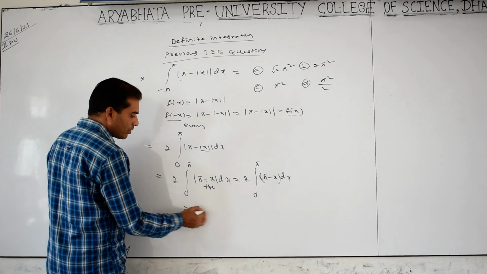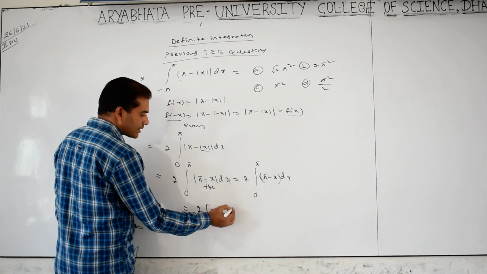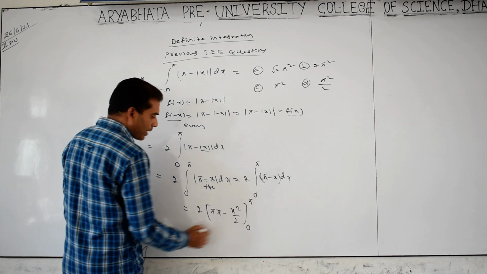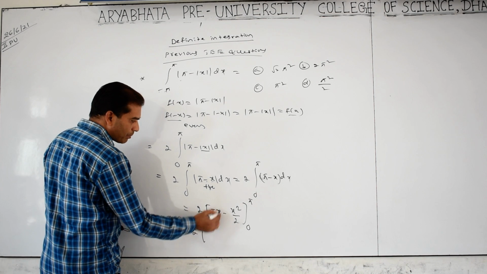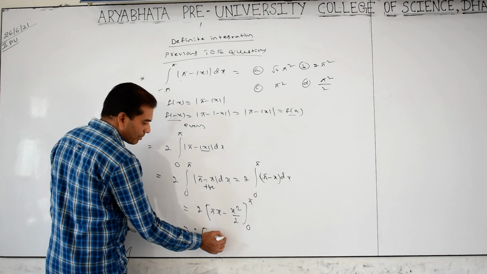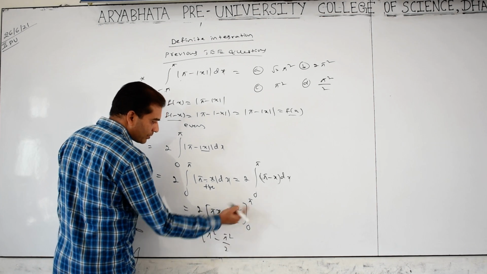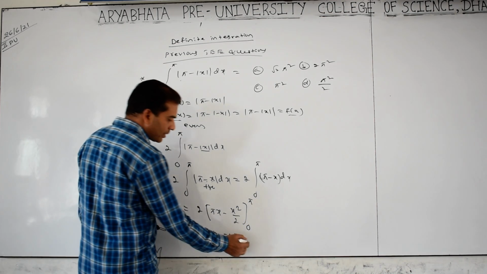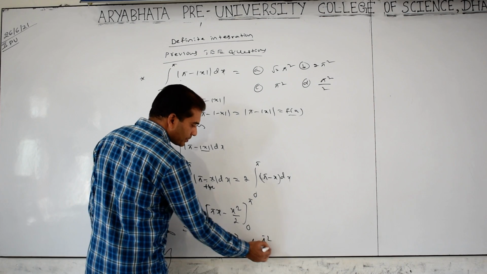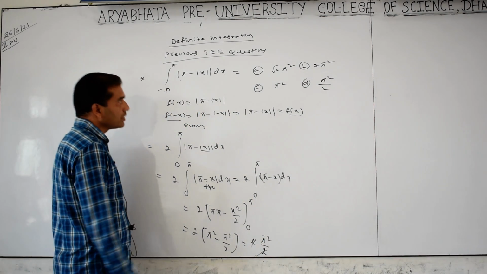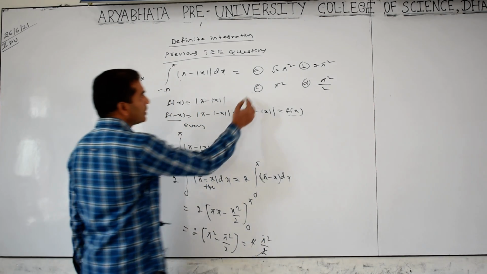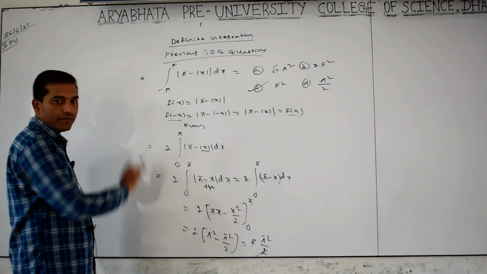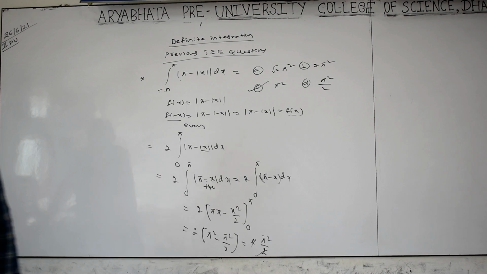So 2 into the integration of pi is pi x, the integration of x is x square by 2, limits 0 to pi. 2 into pi square minus pi square by 2, the lower limit is 0, so pi square minus pi square by 2 equals pi square by 2, the 2s cancel, which is equal to pi square. This is the answer. Understood here? When the mod is there, we should eliminate the mod function.